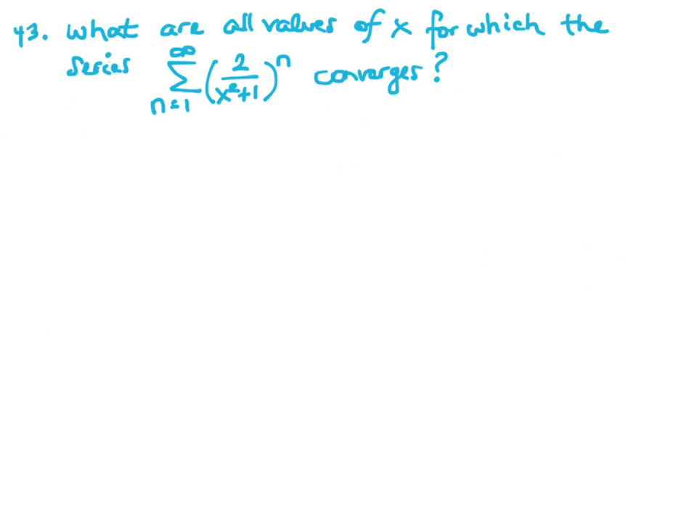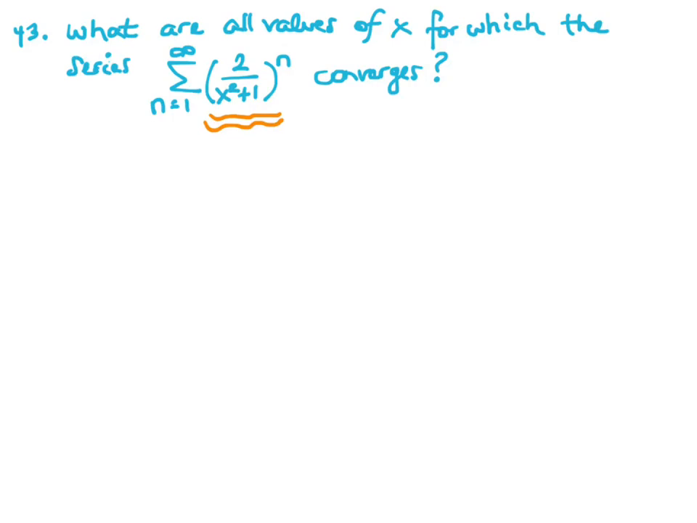All right, question number 43. What are all values of x for which this series converges? Now, this certainly sounds, again, like an interval of convergence question, where normally we would use the ratio test, except in this case, this function right here is already in the form of a geometric series. And remember, the point of the ratio test is to treat other series like their geometric series as n goes to infinity. But this one's already set up that way.